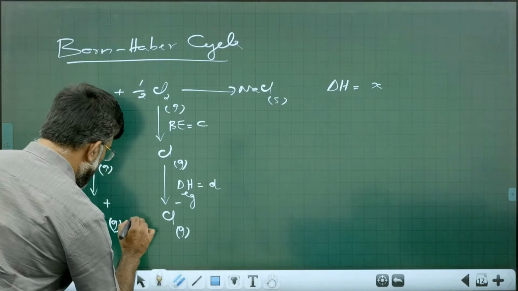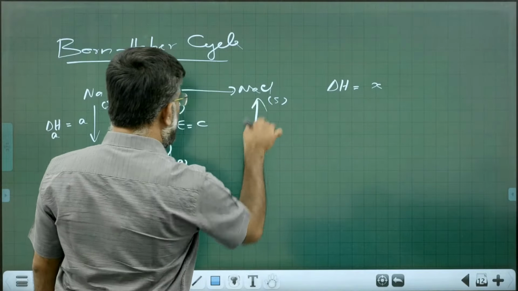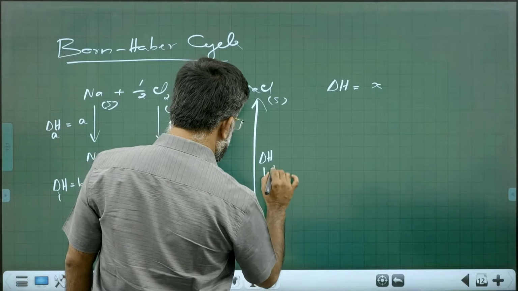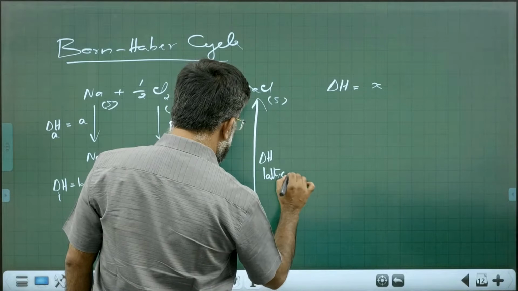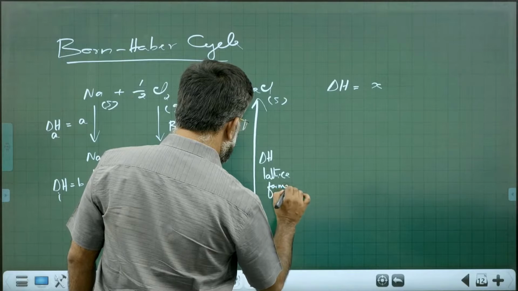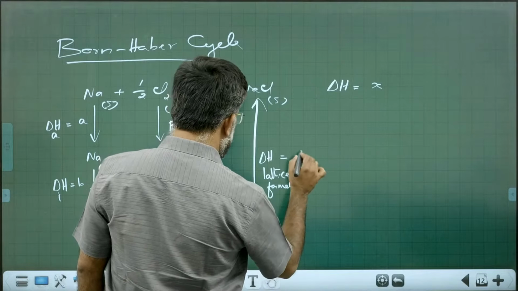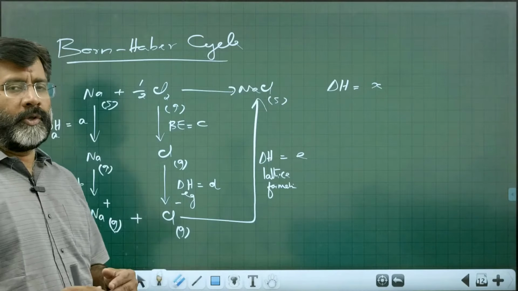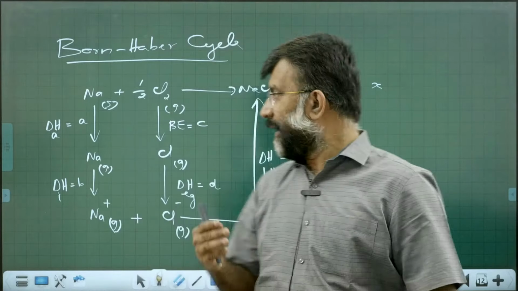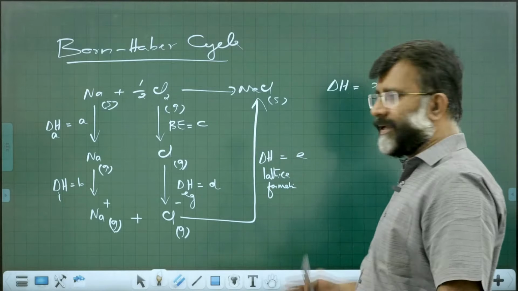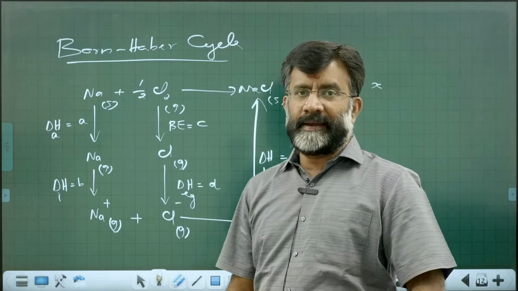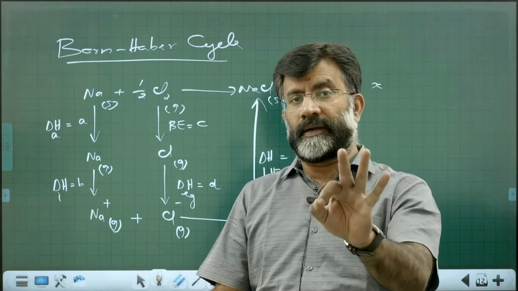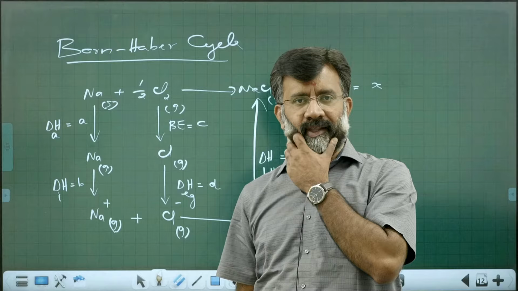Now Na plus Cl minus giving NaCl solid. That is lattice enthalpy of formation. Let that value be, say, E. Now you can correlate X, A, B, C, D, E all together, and any missing data if present you can work out without conducting the reaction.